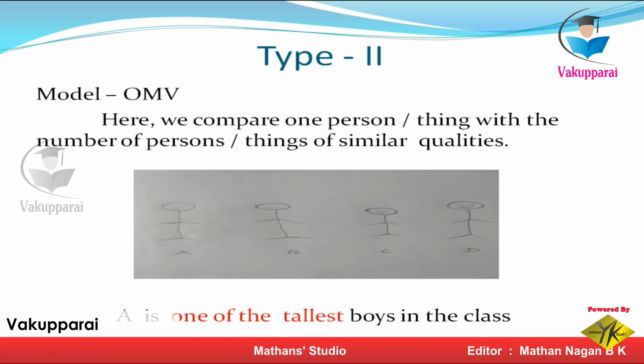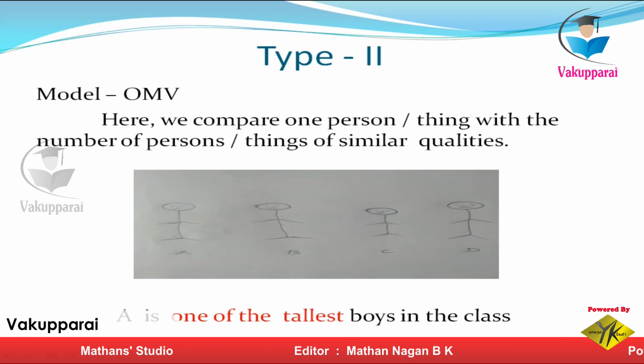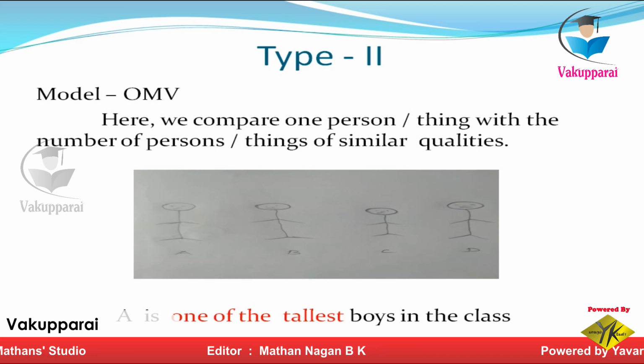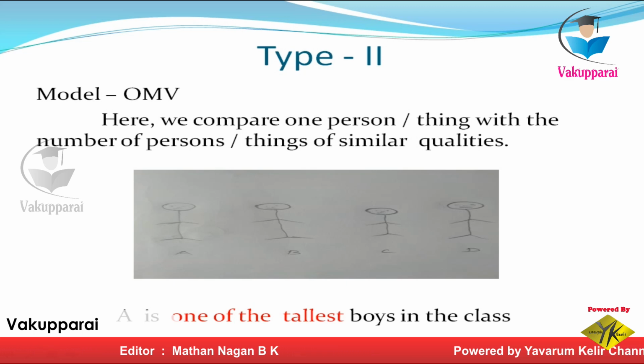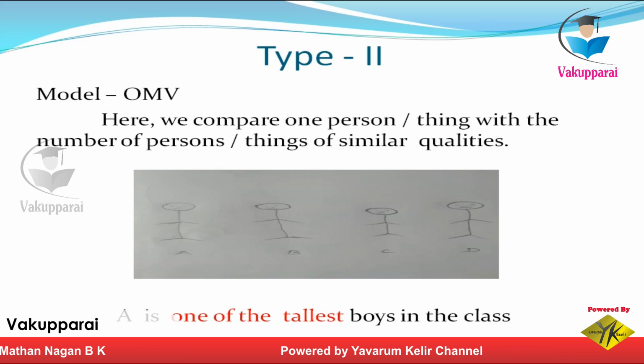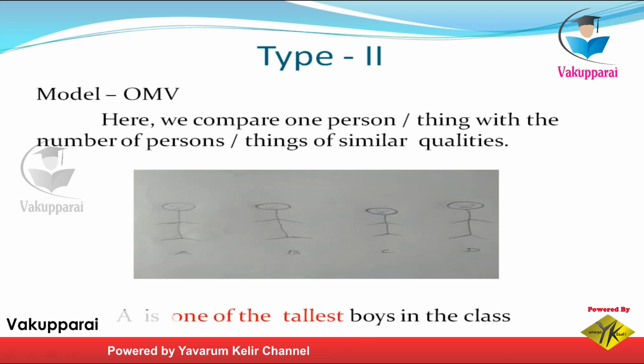Here we compare one person or thing with a number of persons or things with similar qualities. Here 3 pictures are there. In this picture, 3 persons are of equal height. Picture A, picture B and picture D are of equal height, and one is short, that is picture C. So here I speak about A. So A is one of the tallest boys in the class.